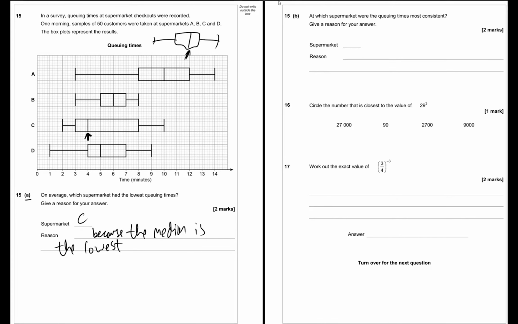Okay, 15b. At which supermarket were the queuing times the most consistent? Give a reason for your answer. Okay, the most consistent means it has the smallest amount of spread between the lower quartile and the upper quartile. So we want to find the box plot with the smallest distance between this point and this point. So the lower quartile and the upper quartile.